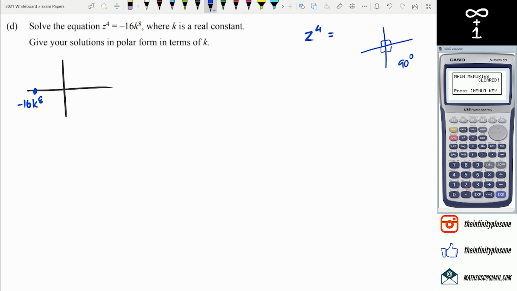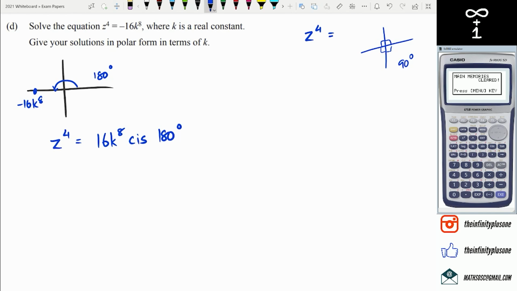All right, that much I know, negative 16k^8. Now the angle is going to be 180 degrees, so that is what I'm going to start with. So z^4 equals, because it's the modulus, it's going to be a real number, 16k^8 cis 180 degrees.